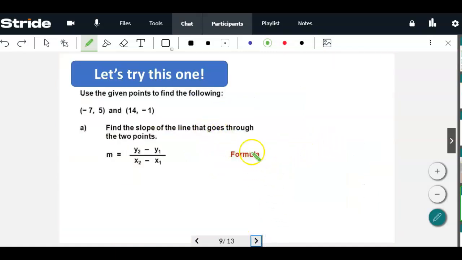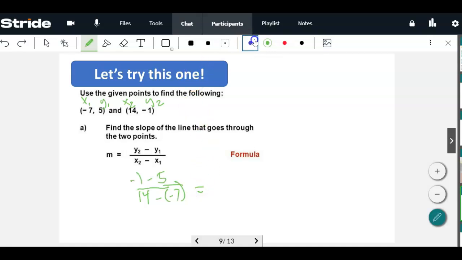All right, let's try this one. We have -7, 5, 14, 1. X1, Y1, X2, Y2. So we're going to use the formula, and we're going to go ahead and put the -1 minus 5 over 14 minus -7.